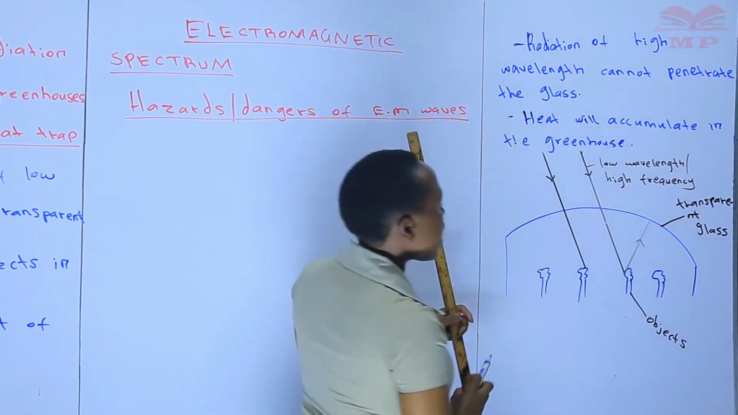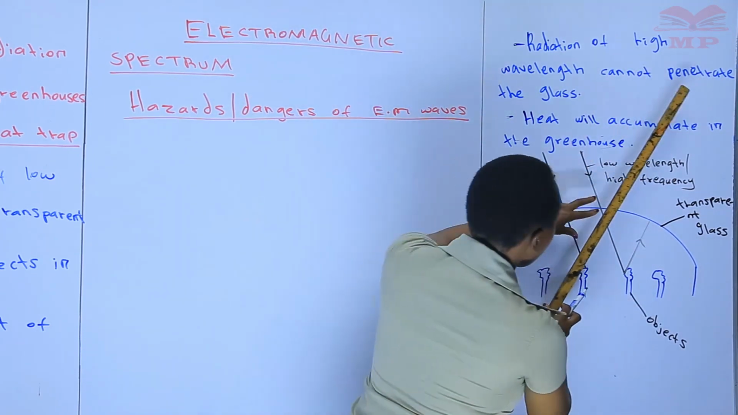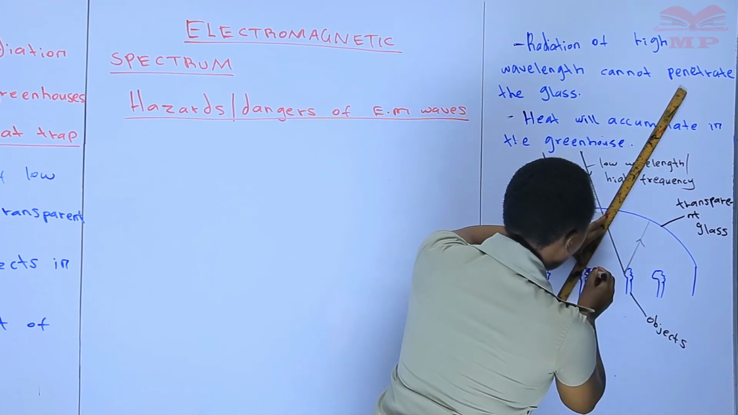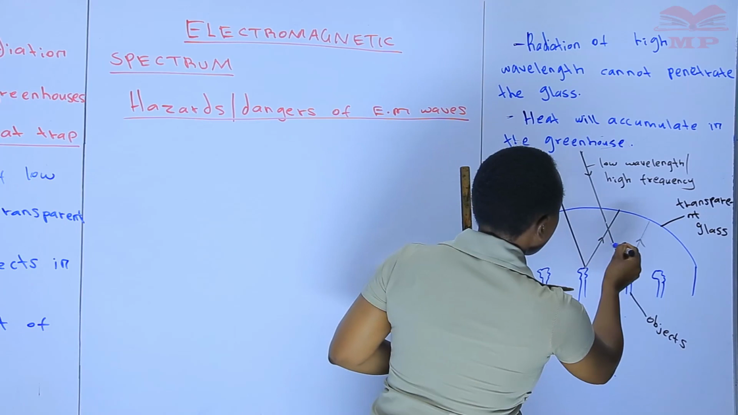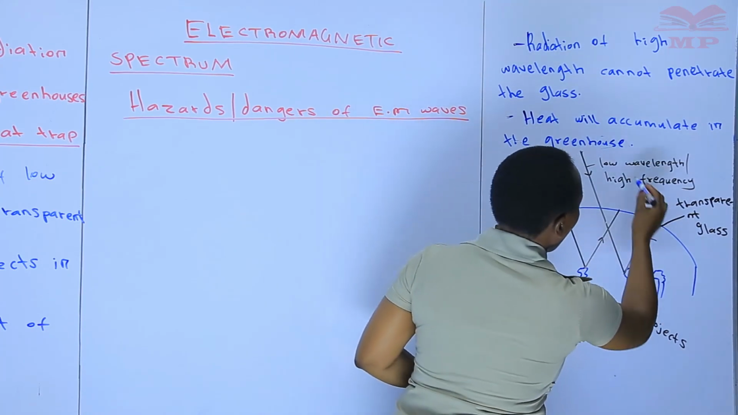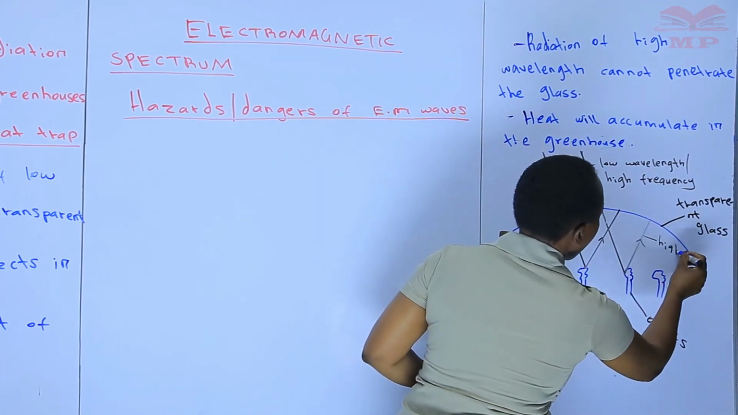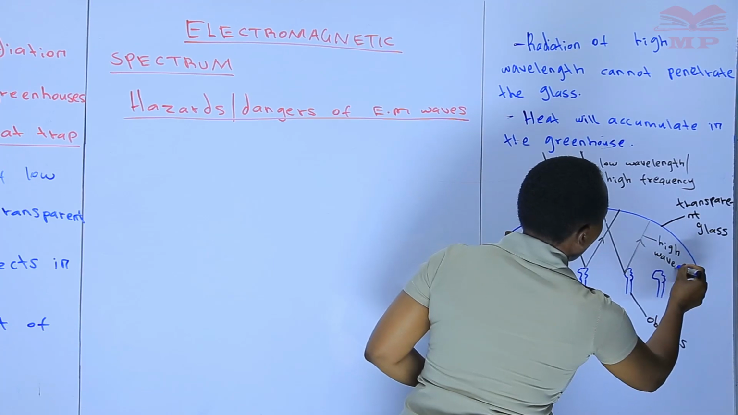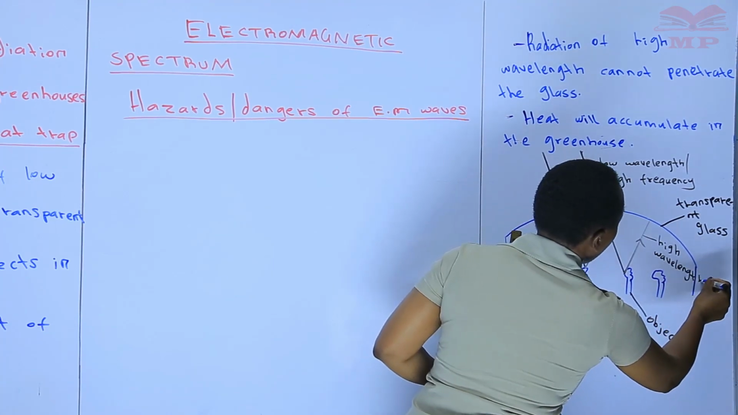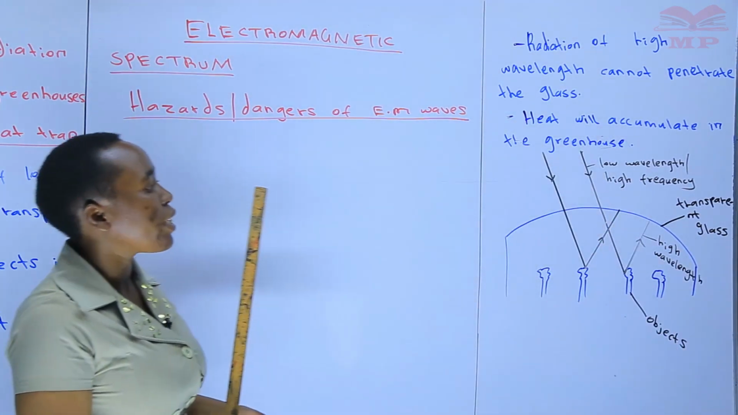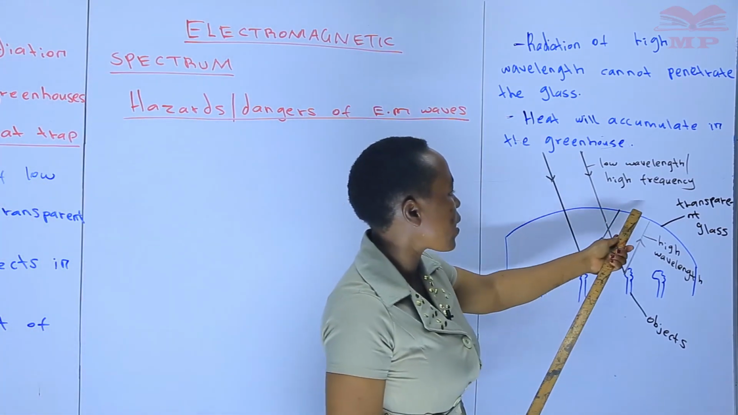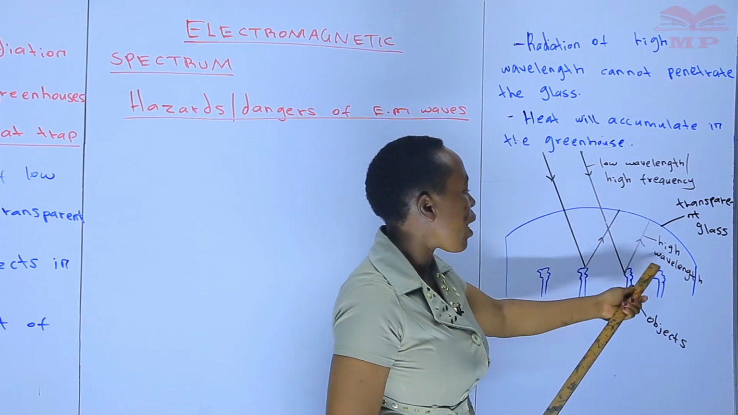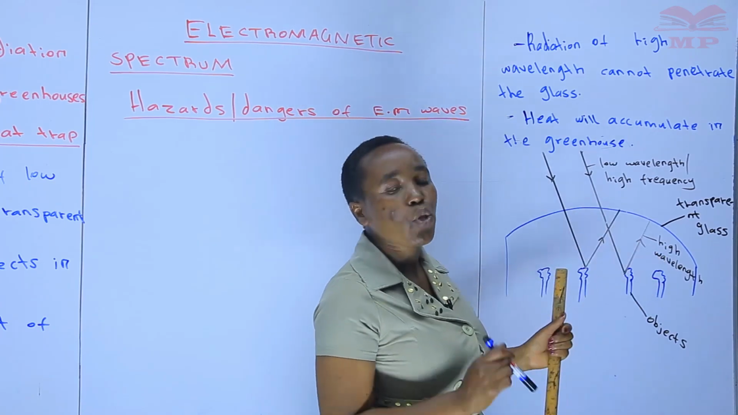These are the emitted radiations. They will emit the radiations. This one can also emit the radiation. But now, these radiations are of high wavelength, and because they are of high wavelength, then it means that they cannot be able to penetrate this glass because their penetrating power is low.